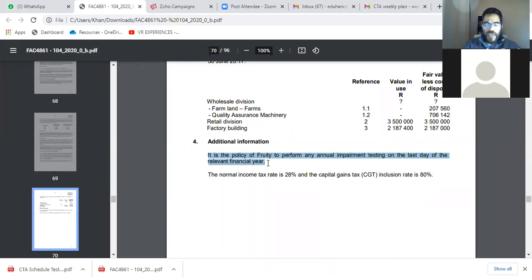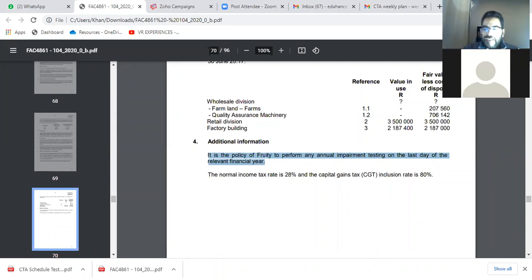Why do we do that? Because it is impractical for a company to test all the assets for impairment at year end. They'll never finish. So in order to make sure that they will be in time to have the results ready, they can do it throughout the year, but each year the same asset or the same CGU must be tested for impairment at the same time. Okay.